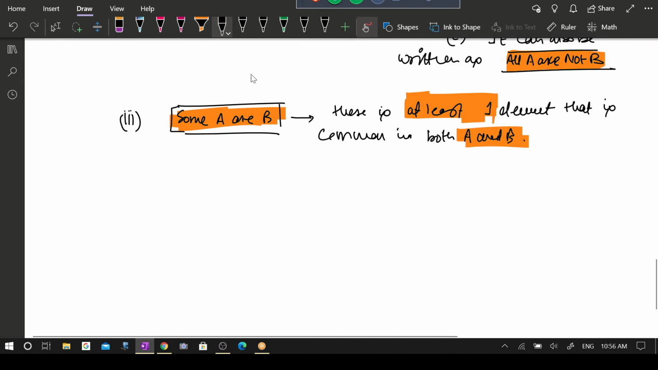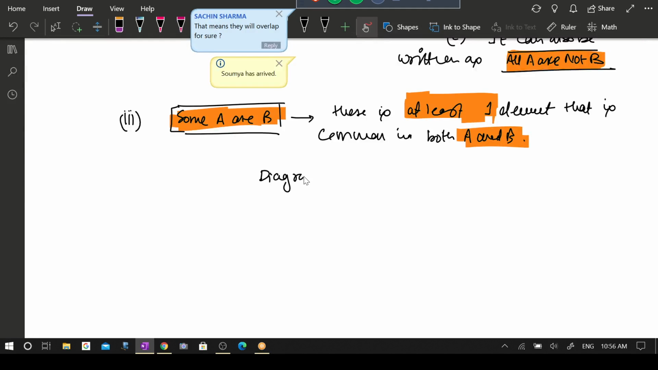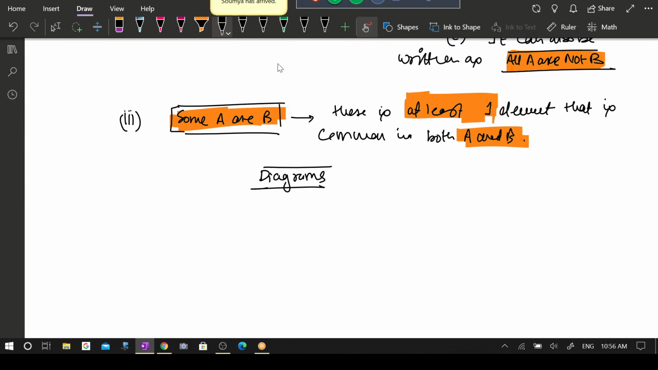So can you draw the diagrams now? Try drawing the diagrams. Yes, Sachin, right. This means they will overlap for sure. Absolutely right. That's the reason I'm asking you to draw the diagrams.